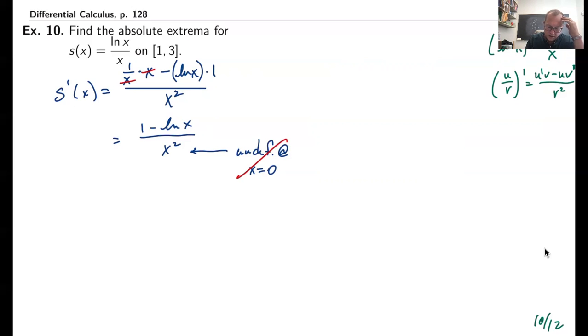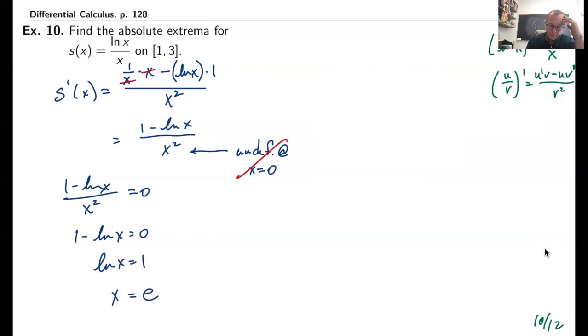So I'm going to take this (1 minus log x) over x squared and set it equal to 0. And we remember that if you've got a fraction and it's 0, it had to be the top that made it 0. And that means that log x has to be 1. If you exponentiate on both sides, you will get e to the log x is just x, and e to the 1 is just e.